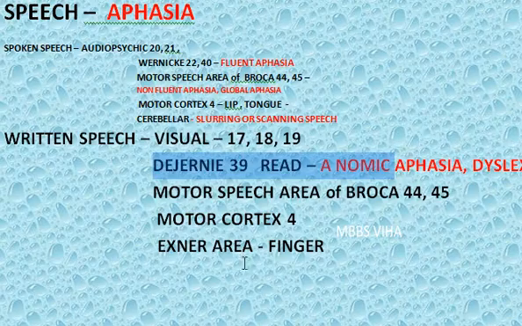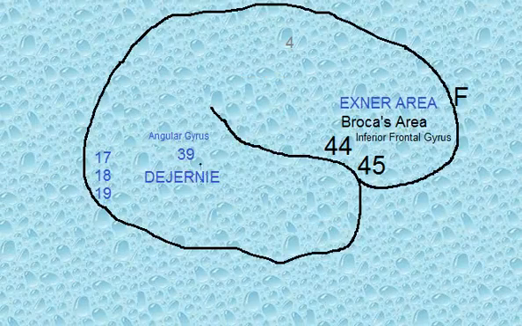Okay, where is Dejerine's area? Do you remember? In the angular gyrus, right? You can see the area 39. That is Dejerine's area. So Dejerine's area, angular gyrus. Say what? Angular gyrus. It's the area of the brain. Say area 39. Correct. So if there's a problem with this area, which is the sensory area for written speech, you are not able to read. Then you have anomic aphasia, right?